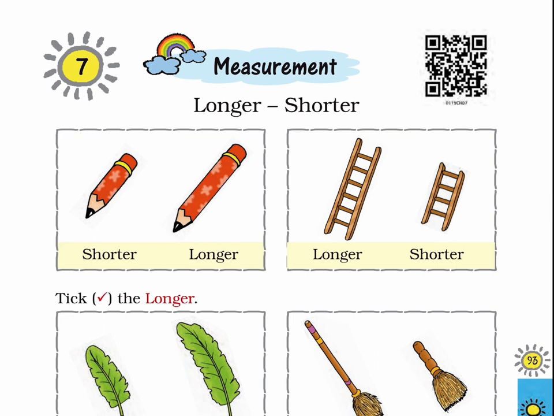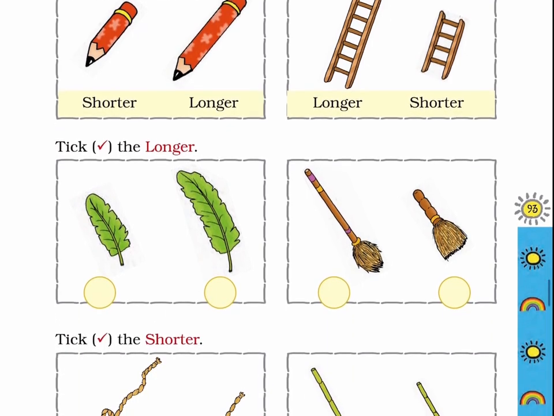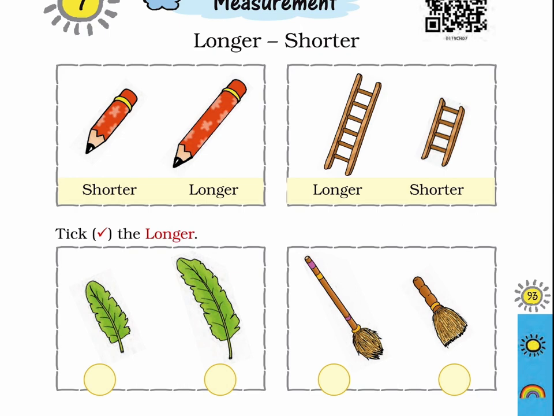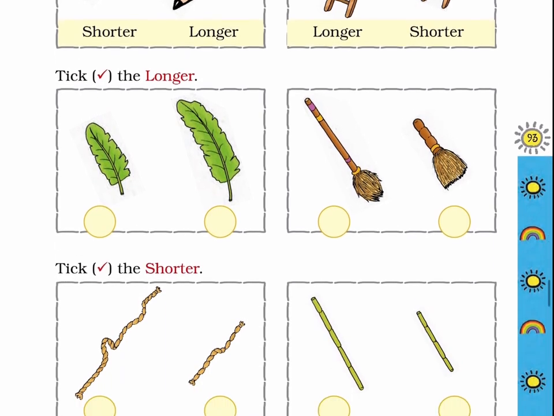Part 1, Solved Example. Picture 2 shows 2 ladders. Ladder 1 has 6 steps. Ladder 2 has 4 steps. The word longer is written below ladder 1 and shorter is written below ladder 2.